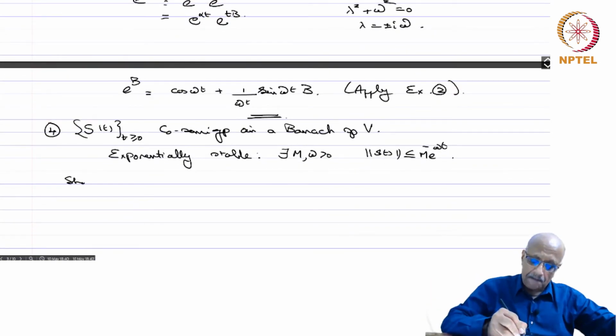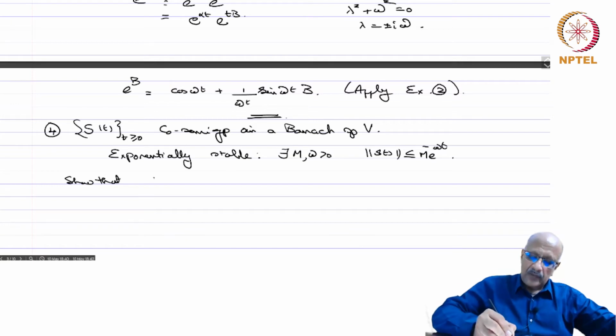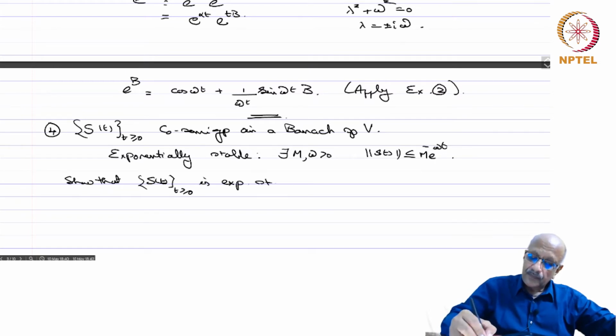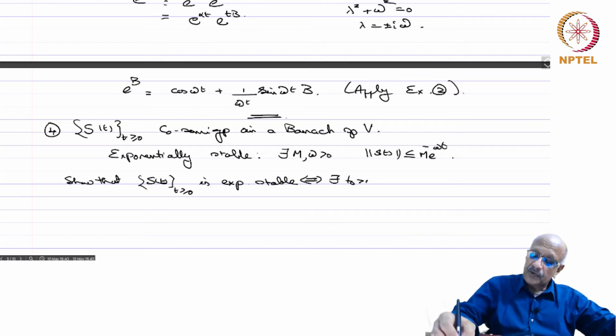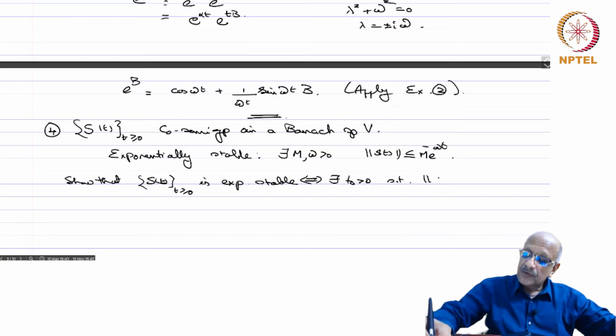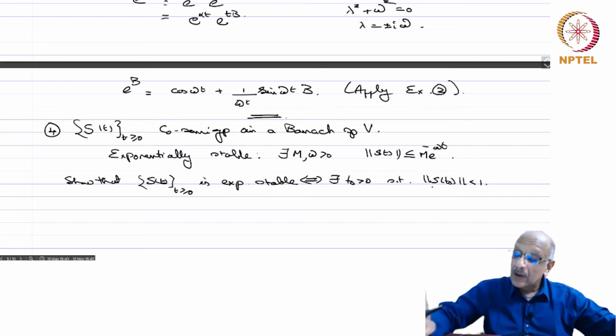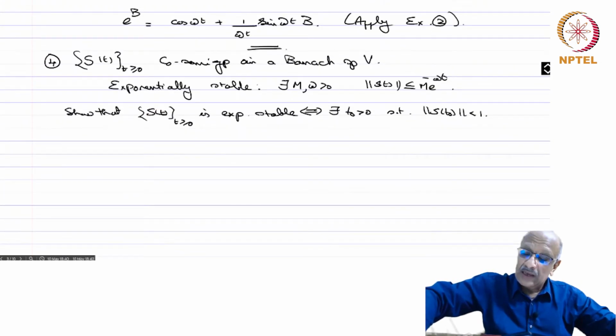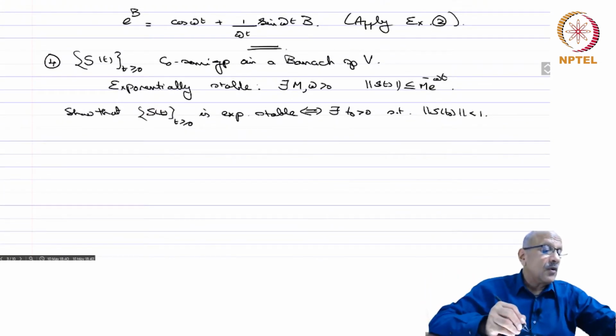So show that S(t) is exponentially stable if and only if there exists t naught positive such that norm of S(t naught) is strictly less than 1. So this is a very beautiful characterization. If you have one element of the semigroup which has a norm strictly less than 1, then the semigroup norms decrease exponentially.